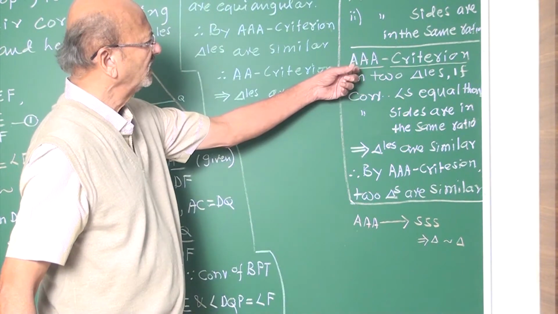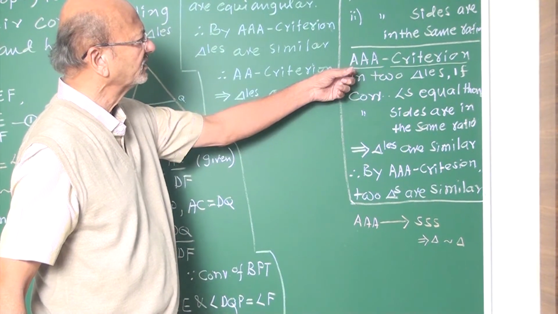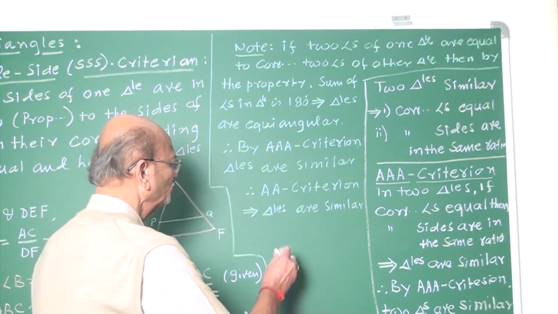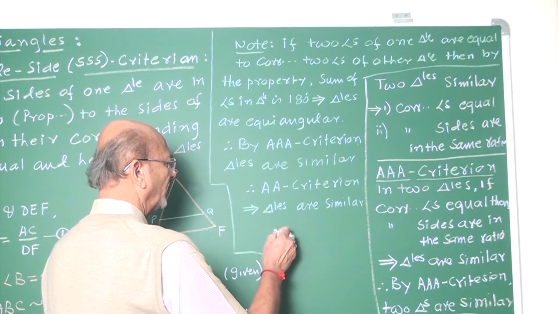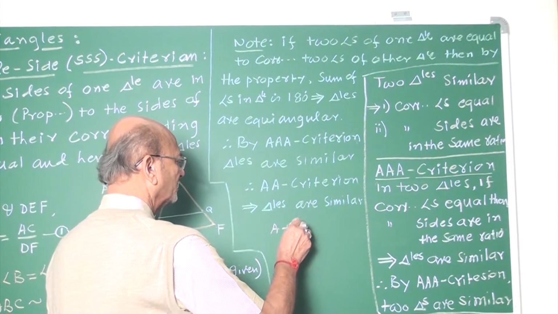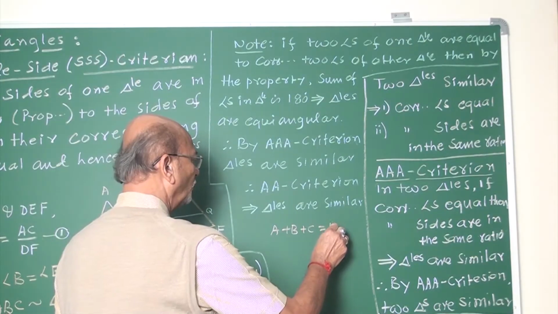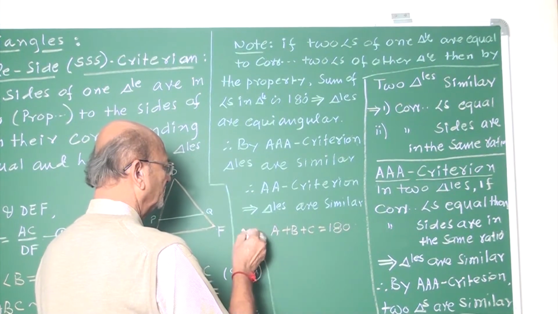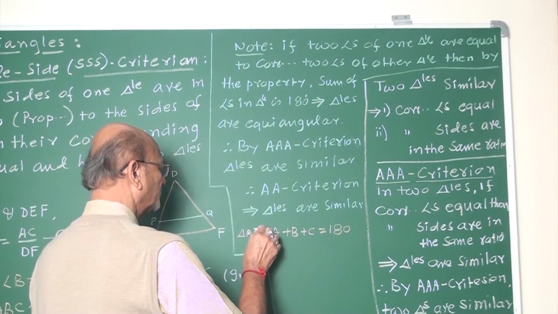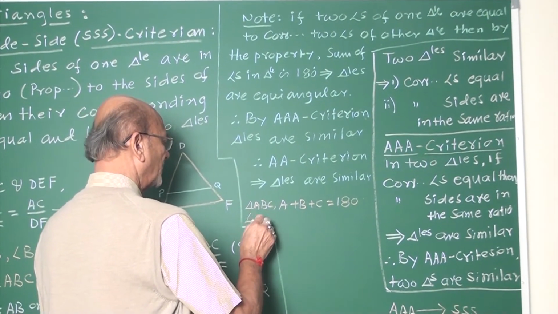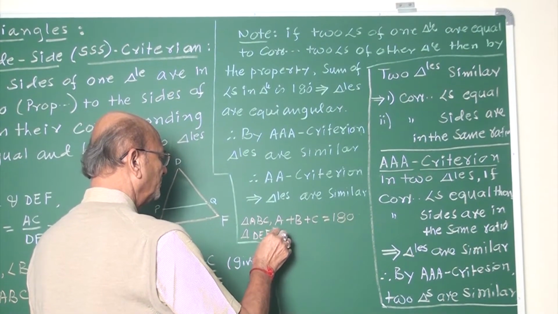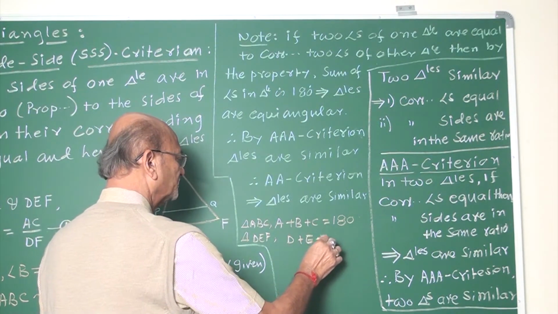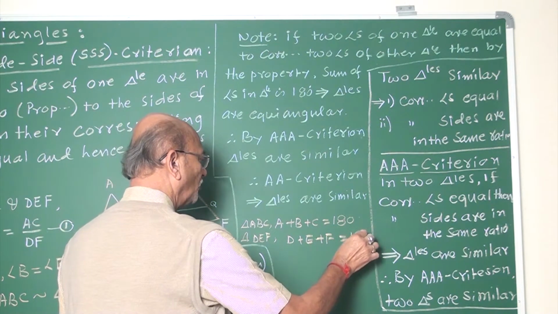Yes, my friends. This triple A criterion leads to another property. What is that property, my friends? We use this property: the sum of angles in a triangle is 180 degrees. Yes, my friends. This is triangle ABC. Then in triangle DEF, my friends, angle D plus angle E plus angle F is also what? 180 degrees.